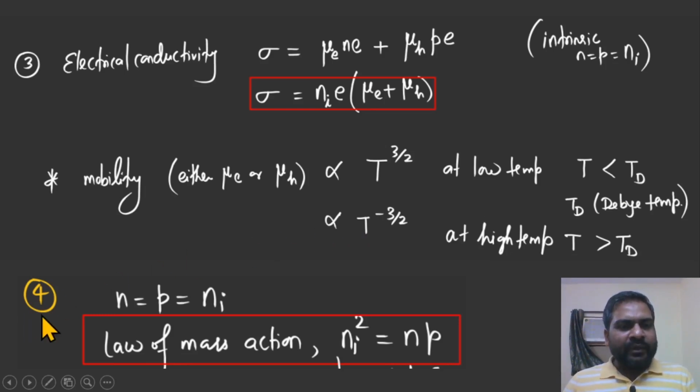And fourth point, n equals p equals ni. If you multiply n into p, it is equal to ni square. So ni square is equal to n into p. Concentration of electrons multiplied by hole concentration, and this law of mass action is also valid for extrinsic semiconductors.